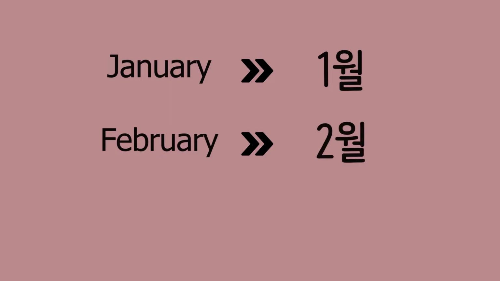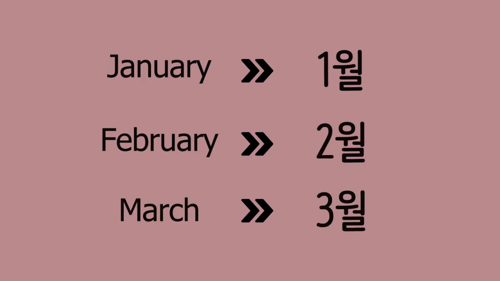Now we need to learn about the January, February, March, blah, blah, blah. Months are actually super simple in Korean. We just need to use the number for each month. So the first January will be just simply 1월, and February will be 2월, and March will be 3월, right? And it goes all the way up, right? So the December will be 12월.